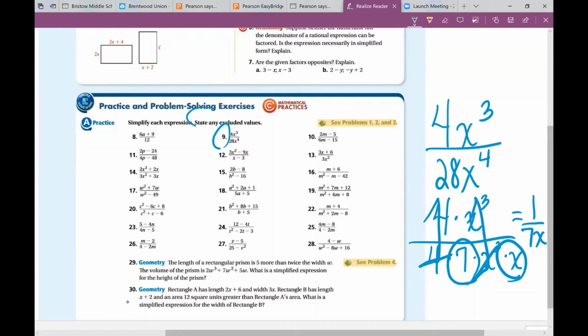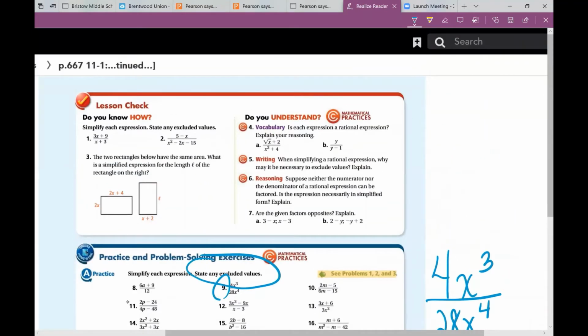The directions ask you to state any excluded values. What that means is that, if you remember my poster in class, the number 1 commandment in math is thou shalt not divide by 0. So your denominator cannot be 0. So the number that you could replace x with that would make your denominator equal 0 would be 0. So I'm going to write it a little larger and neater up here. My final answer is 1 over 7x, and x cannot equal 0, but it could equal anything else.